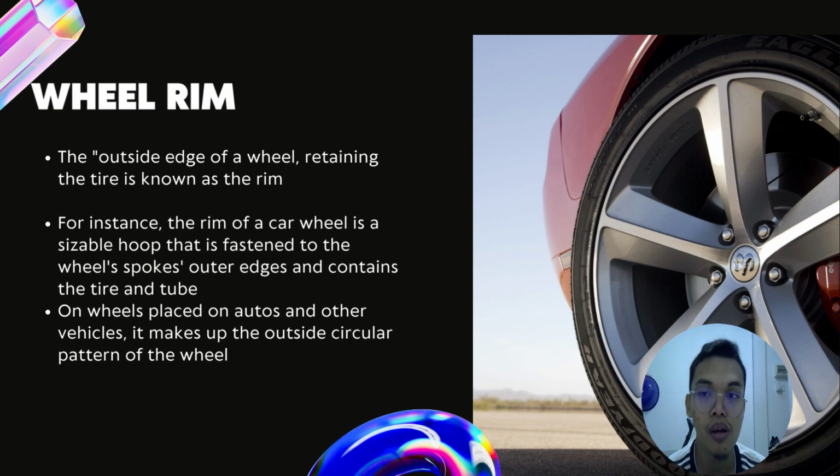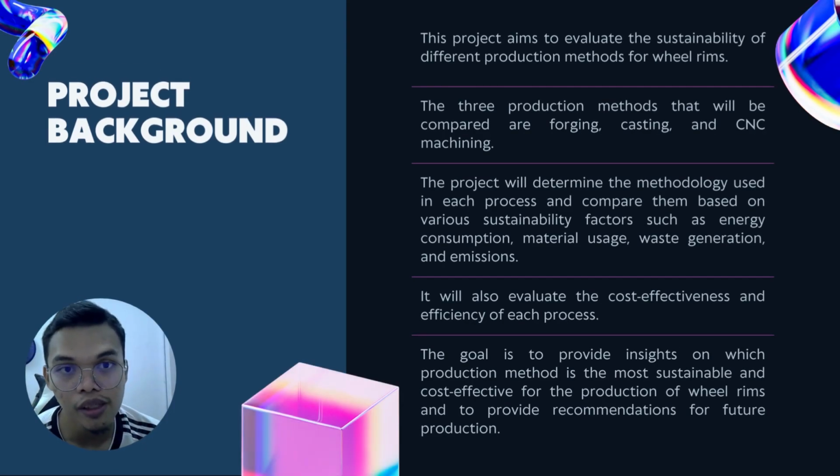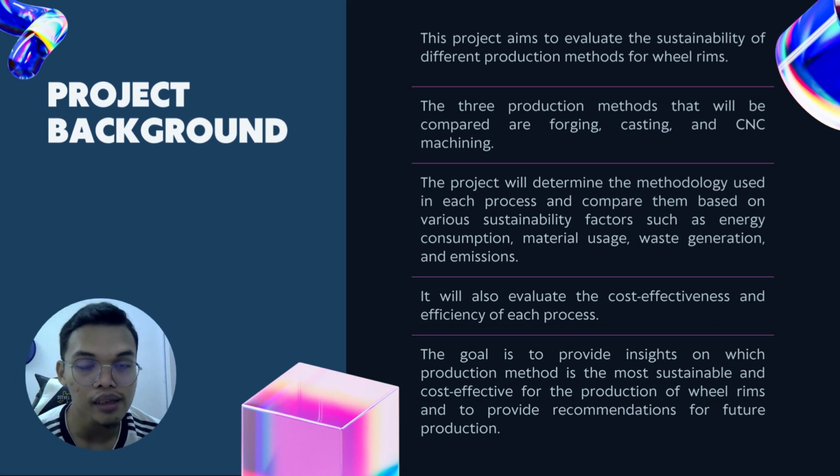On wheels based on autos and other vehicles, it makes up the outside circular pattern of the wheel. For the project background, this project aims to evaluate the sustainability of different production methods for wheel rims. The three production methods that will be compared are forging, casting, and CNC machining.